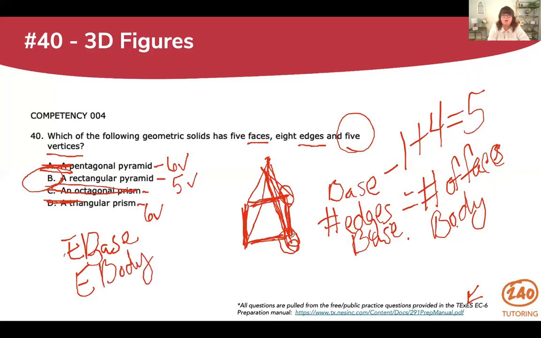So if you have 4 edges down here, which gives you 4 corners, you're going to have 4 edges in the body. So I hope that helps you a little bit. I would not try just visualizing this and counting it.